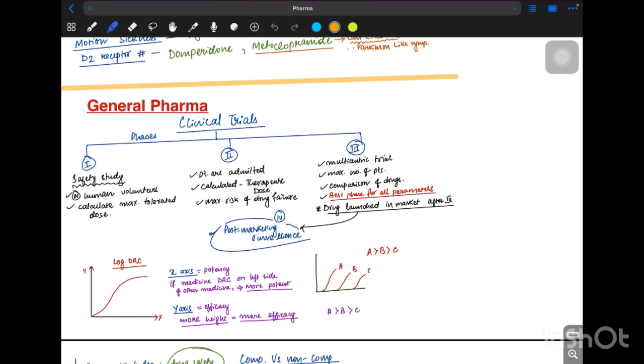And in this dose, I am highlighting an important point. The maximum risk of drug failure happens in phase 2 of clinical trials, maximum risk of drug failure.